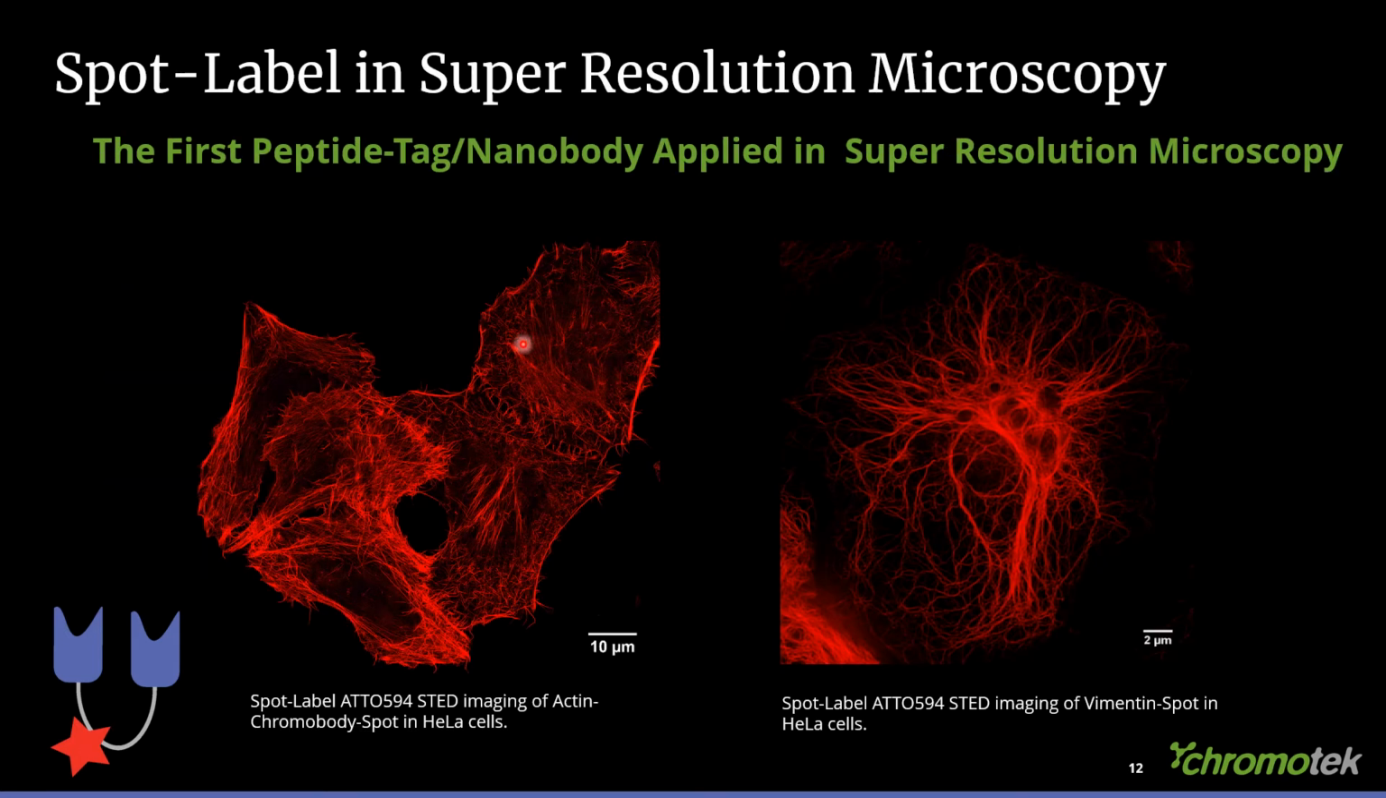In super resolution, you get great images like this. On the left-hand side, this is a HeLa cell's actin shown at a very high resolution using the Spot-Label and the Spot-Nanobody, and on the right-hand side, you have the staining of vimentin Spot in HeLa cells. It's just beautiful images, playing with a card of high specificity, low background, and small size nanobodies.